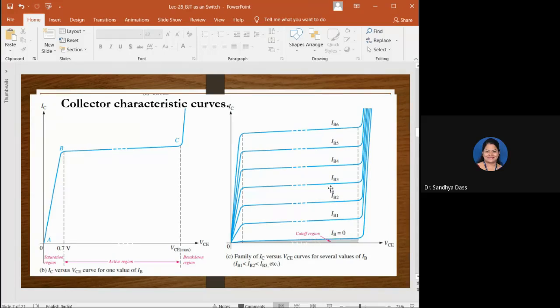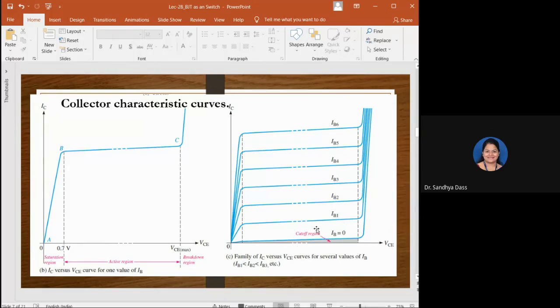All right, and as you can observe here, for different base currents, the collector characteristic curve would look like this, where you know that IB3 is greater than IB2, which is greater than IB1, like that. All right, you can observe here.